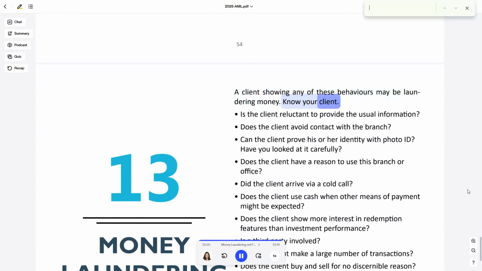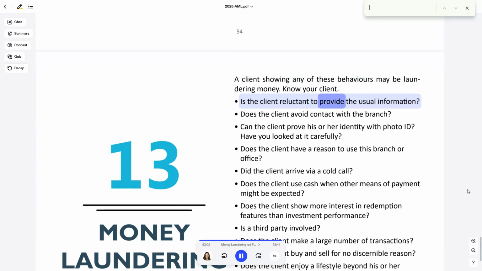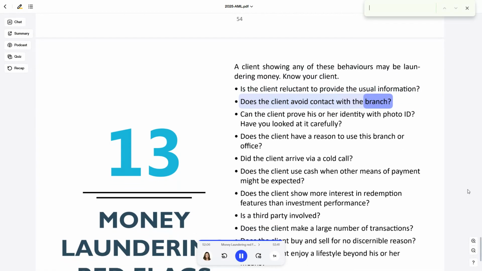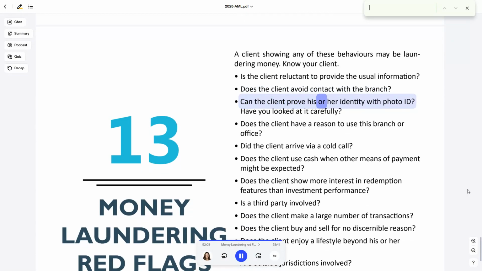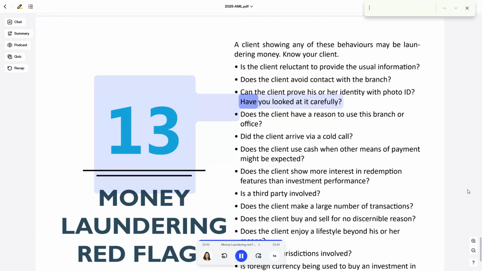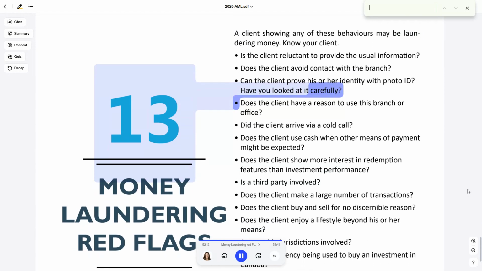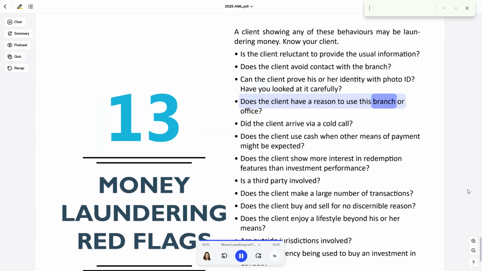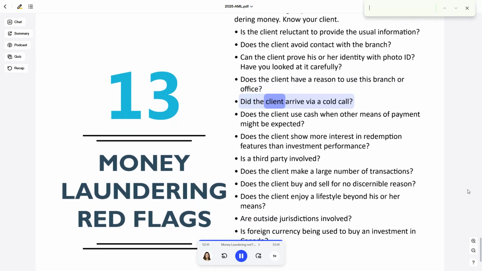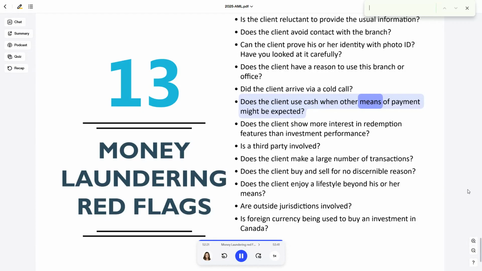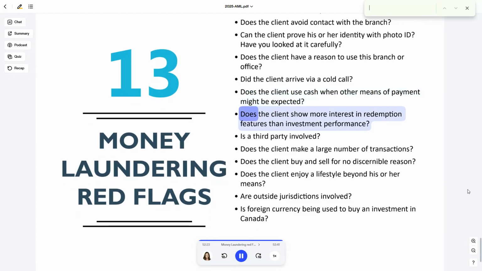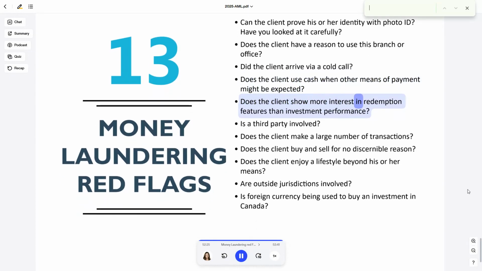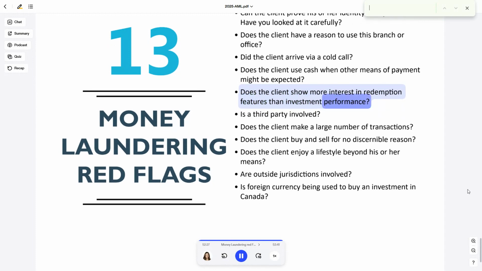Know your client. Is the client reluctant to provide the usual information? Does the client avoid contact with the branch? Can the client prove his or her identity with photo ID? Have you looked at it carefully? Does the client have a reason to use this branch or office? Did the client arrive via a cold call? Does the client use cash when other means of payment might be expected? Does the client show more interest in redemption features than investment performance?